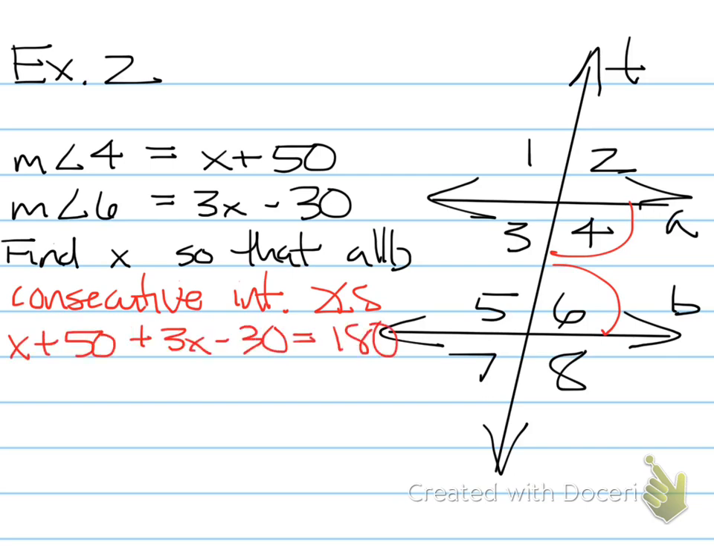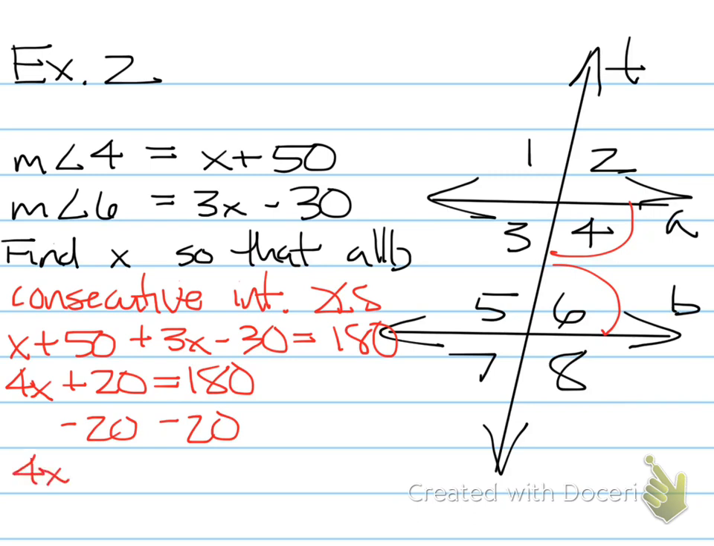x and 3x is 4x. 50 minus 30 is 20. And then subtract 20 from both sides. 4x equals 160. Divide both sides by 4. x equals 40.